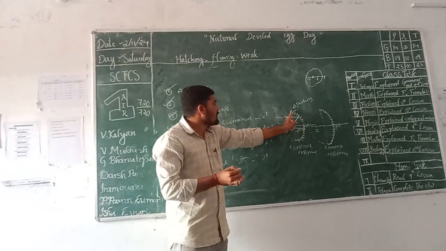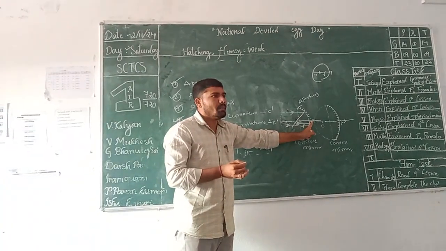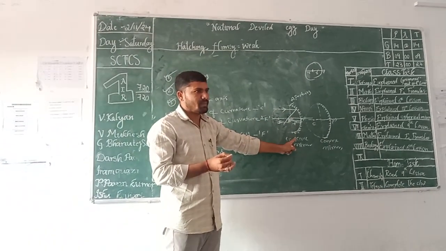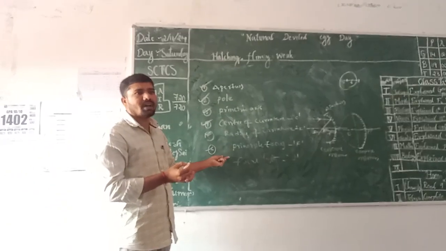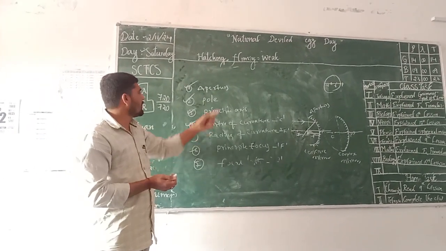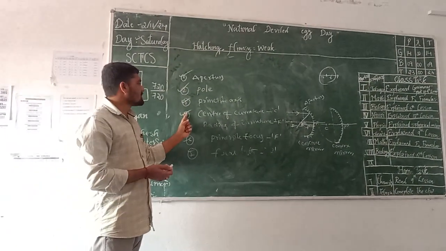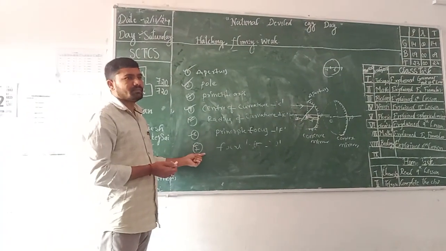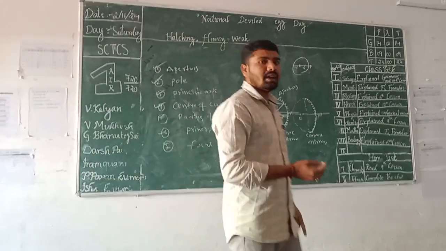The center point, the middle point on the mirror, is called the pole. The semicircle of a mirror is called the aperture. So those are the terms related to the spherical mirror. Any doubts? The aperture, pole, principal axis, center of curvature, radius of curvature, principal focus and focal length. So all of you write the definitions and the figure.